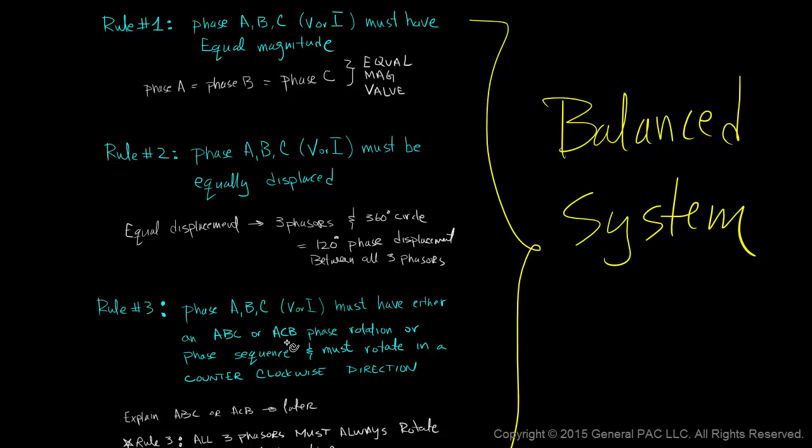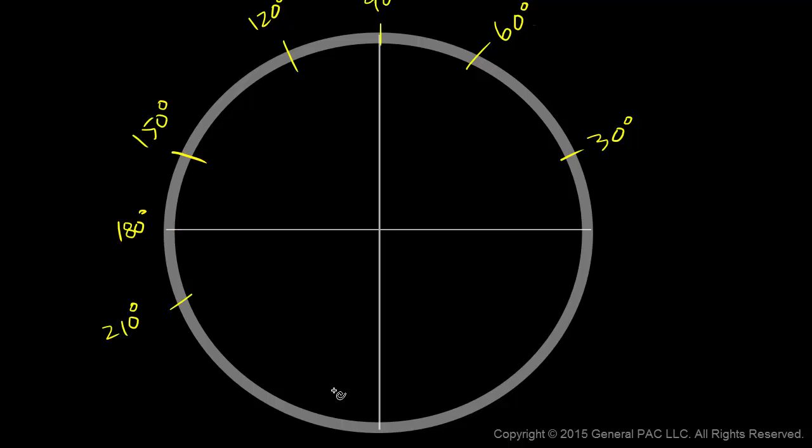So let's illustrate an example and see if we follow all 3 rules. We're going to draw a phasor diagram with an x-axis, y-axis, and a nice round circle right in the middle. And we're going to label degree marks at every 30-degree increments. We'll also draw a different colored line at the 0-degree mark. This is our reference line.